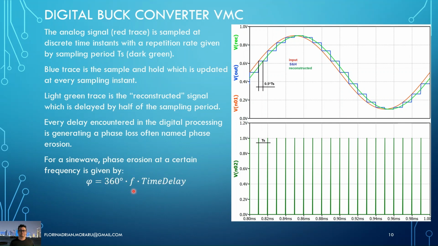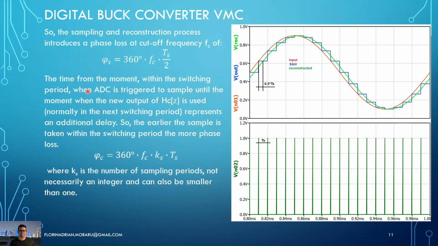360 degrees times the frequency at which we want to see how much phase loss we have, times the time delay. So the sampling and reconstruction process in the digital implementation of the power supplies will generate this phase loss. For us, it's important at the cutoff frequency, because we want a certain phase margin, and because of this phenomenon of phase erosion, we'll normally end up with less than what we expected to have. So we have a phase loss due to the sampling and reconstruction.